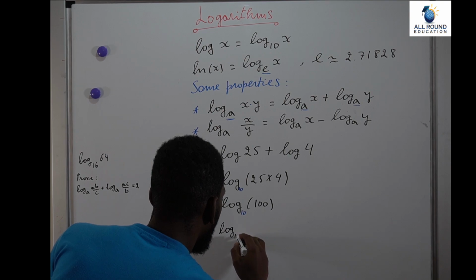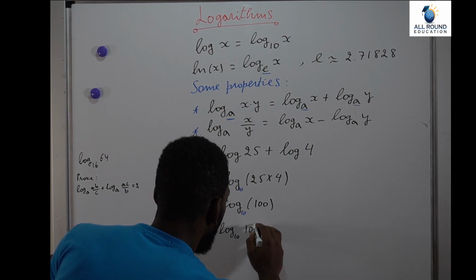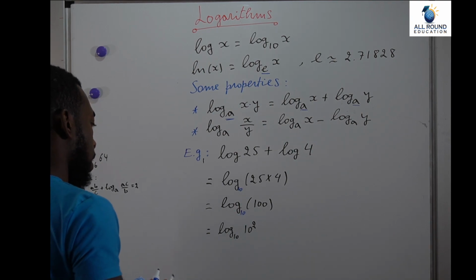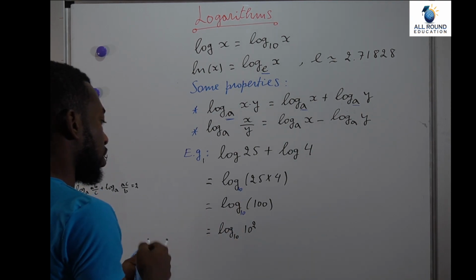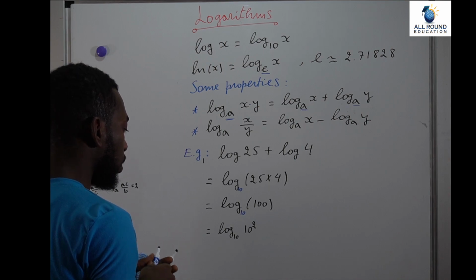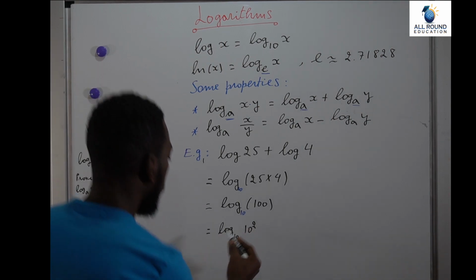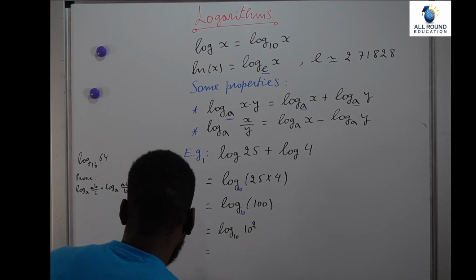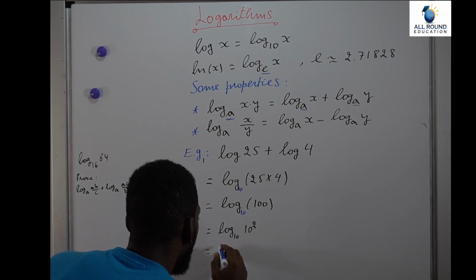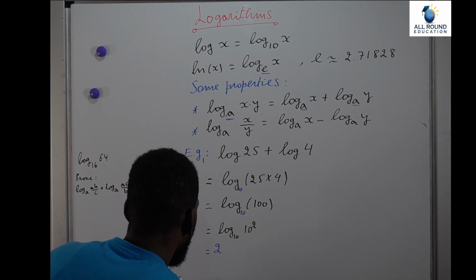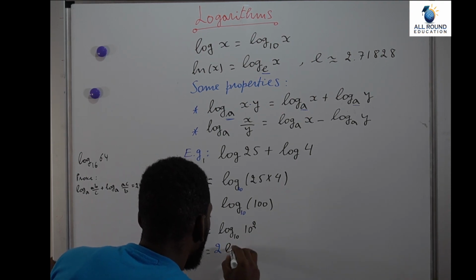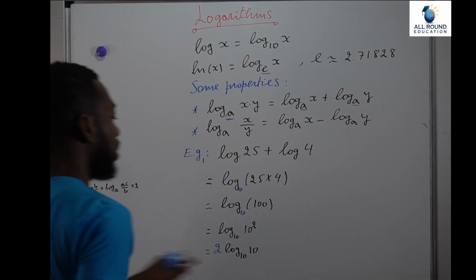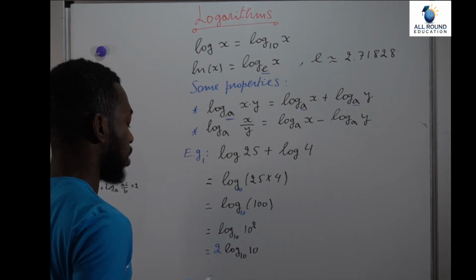We then have 10 squared, because we know that 10 squared is the same as 100. And another property of logs that you'll be seeing a lot is that when you have a power, you are allowed to take the power in front. So you have 2, and then you have log 10 of 10. Believe me, log 10 of 10 is just 1.